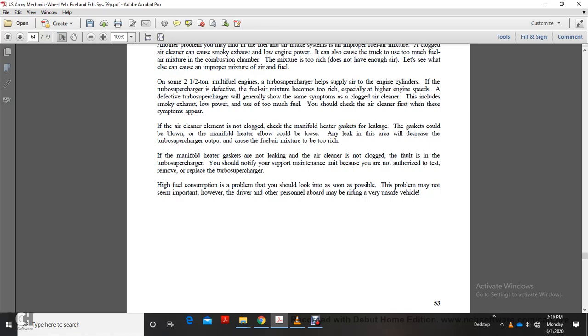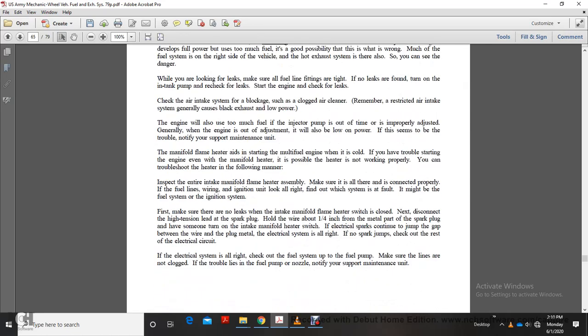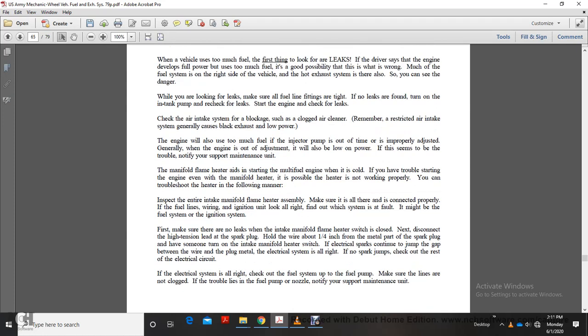High fuel consumption is a problem that you should look into as soon as possible. The problem may not seem important, however, the driver and other personnel on board may be riding in a very unsafe vehicle. When a vehicle uses too much fuel, the first thing you need to look for is a leak. Much of the fuel system is on the right side of the vehicle near the hot exhaust system, so there is also the danger of fire.